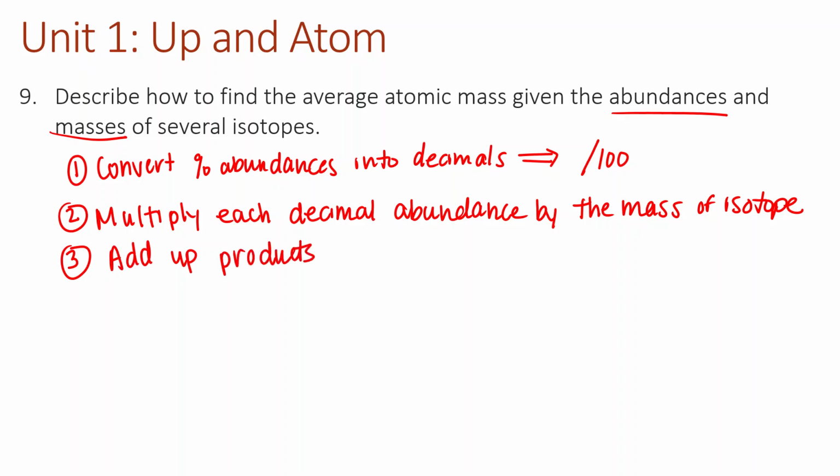So whatever I got from multiplying the decimal abundance by the mass for however many isotopes are present, I'm going to do that and just add up all of those values to get my average atomic mass.